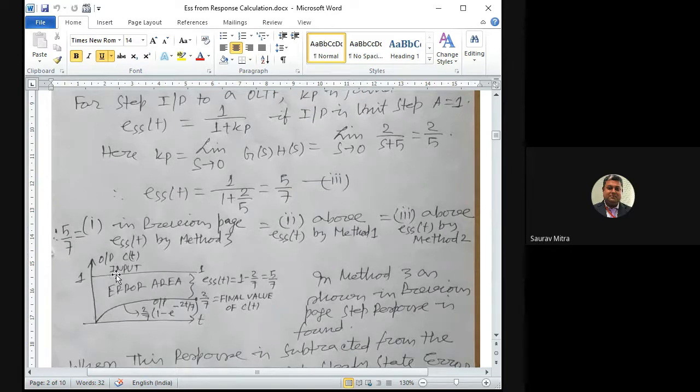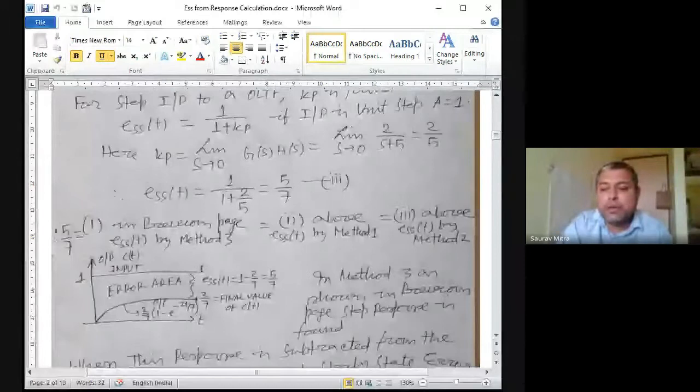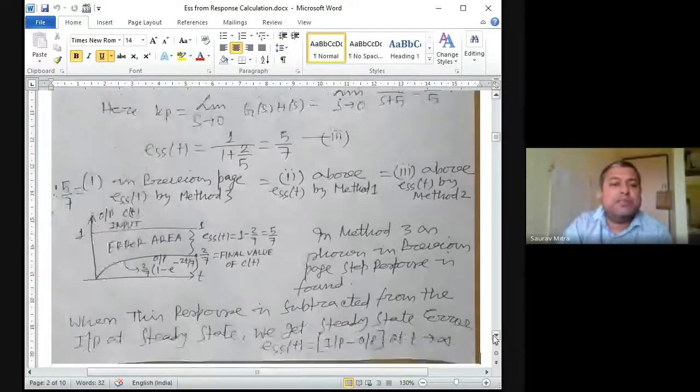And the input is actually a unit step. Unit step input means the input is actually 1. So in this case, how much is the steady state error? This is 1 minus 2 by 7, that is equal to 5 by 7. So either you go by method 1, 2 or 3, or you go by the response analysis, every time you will find the same error value, that is equal to 5 by 7.